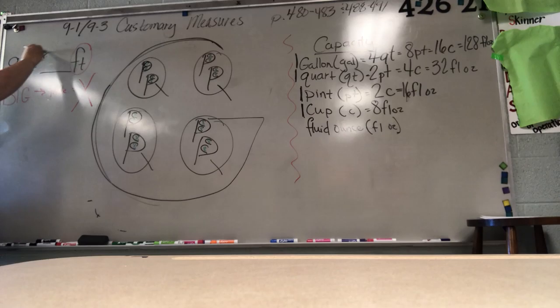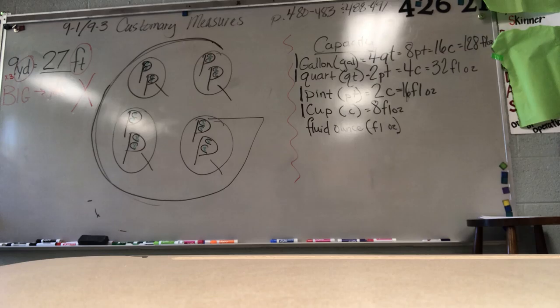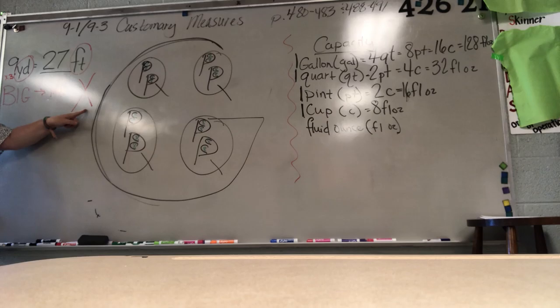27. He did 4, not 3. Okay, here we go. So if I'm going from a big measurement to a small measurement, I'm always going to multiply. Wait a minute. Just wait a minute. Some people are still writing. I want to get it everybody at the same time.